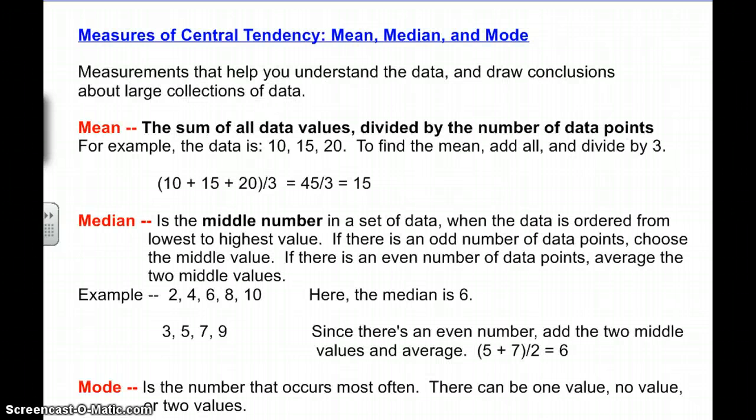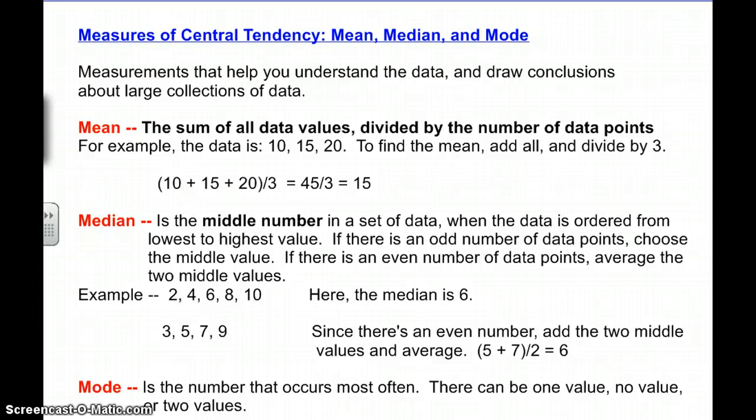Mean, median, and mode are called measures of central tendency because they give you some idea of what the data is telling you without looking at every single data point in detail, especially when you have many, many data points. It's actually more informative if you have a measure of central tendency that tells you where the data is tending to lead towards. So they're measurements that help you understand the data and draw conclusions about large collections of data. So we're going to look at a couple measures of central tendency.